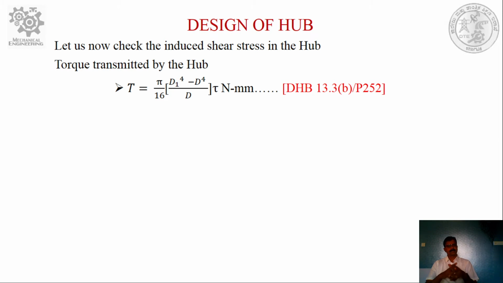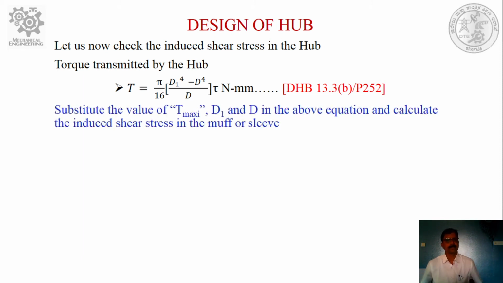Now substitute the values, that is the torque, D1 and D, and calculate the induced stress. After calculating the tau, compare it with the allowable one, and conclude whether the design is safe or not. Let us see here now. Substitute the values of T maximum, D1 and D in the above equation, and calculate the induced shear stress for the sleeve.